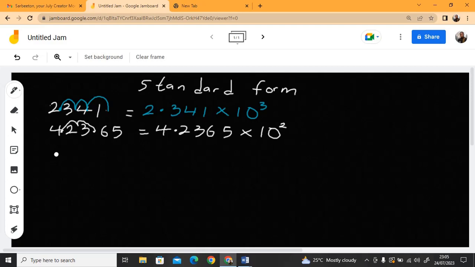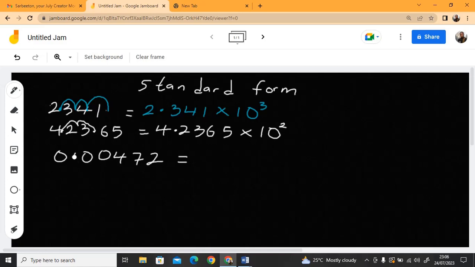So let's assume you are given another one. Let's look at 0 point. Let's say you have 0.00472. Now this number here is a number less than 1. So anytime an ordinary number starts from 0 point, it means you are going to have a negative power of 10. Now what I'm saying here is that you see this point, it is not actually where it should be. It has to move to the front of the first number that is not 0.